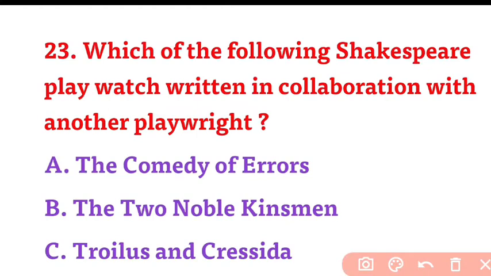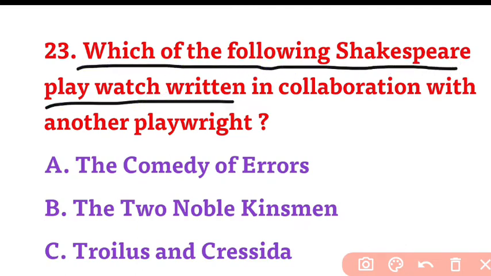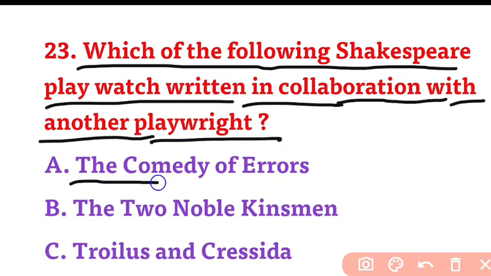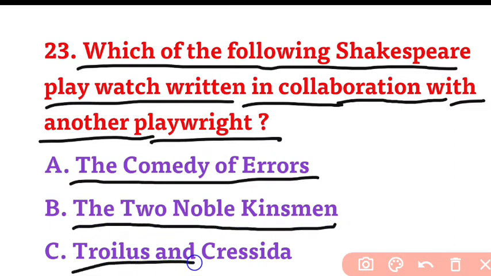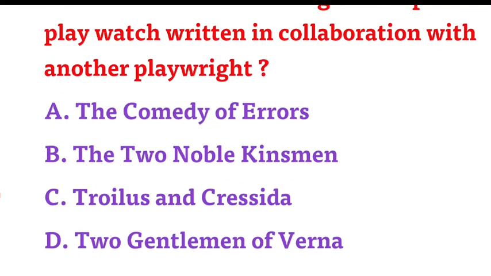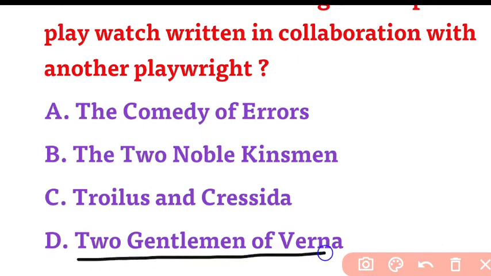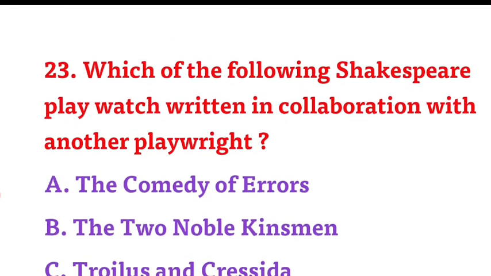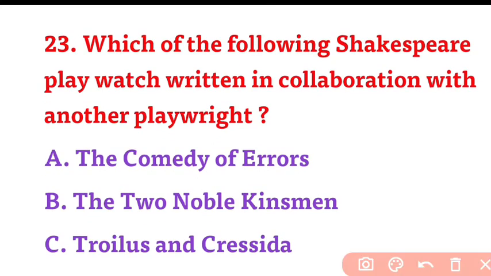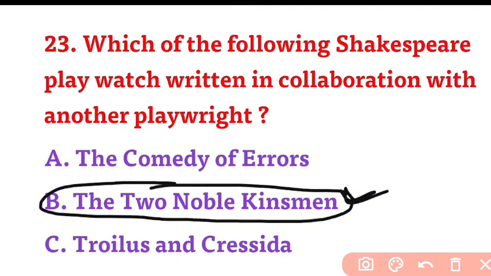Venus and Adonis was written in stanzas of 6 lines. Question number 23. Which of the following Shakespeare plays was written in collaboration with another playwright? The Comedy of Errors, The Two Noble Kinsmen, Troilus and Cressida, Two Gentlemen of Verona? The answer will be The Two Noble Kinsmen. So option B is correct.